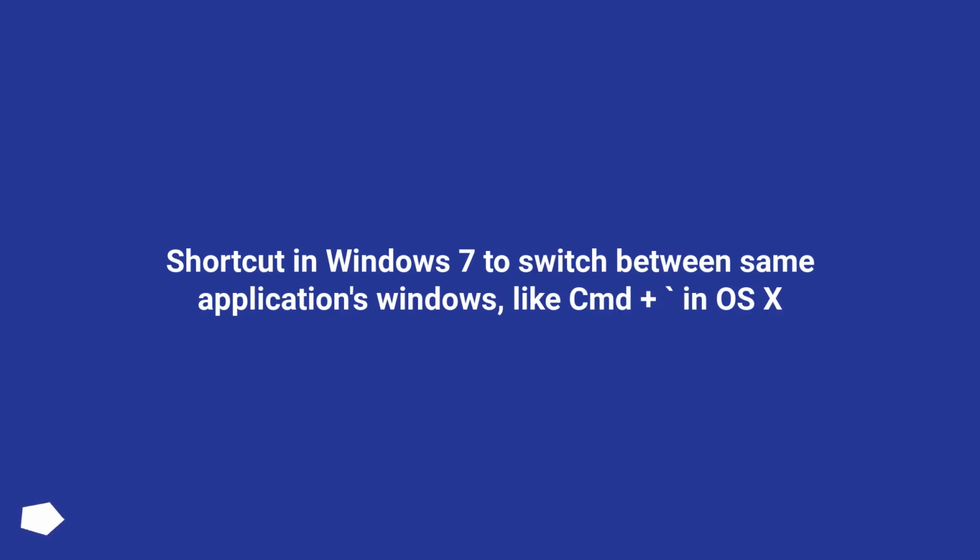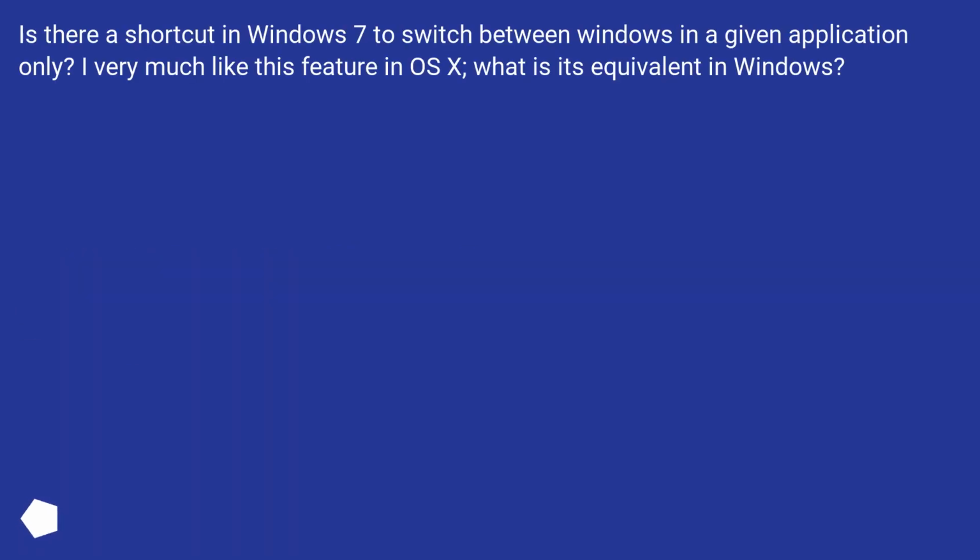Shortcut in Windows 7 to switch between same application's windows, like CMD plus ` in OS X. Is there a shortcut in Windows 7 to switch between windows in a given application only? I very much like this feature in OS X. What is its equivalent in Windows?